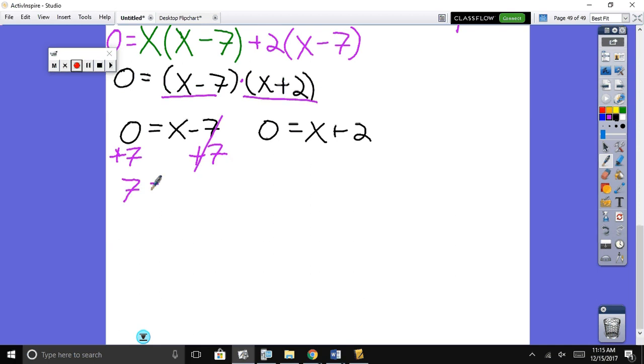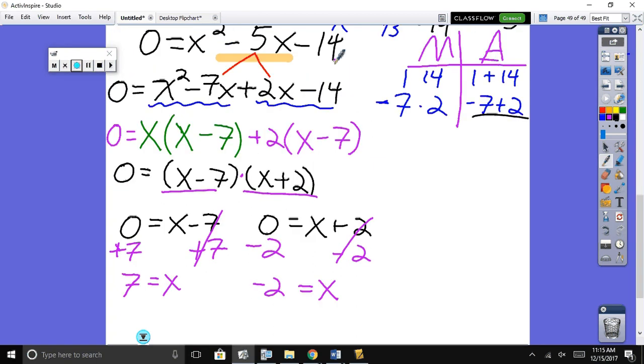So we have 7 equals x. And since this is positive 2, we're going to subtract 2 from both sides. So if you have no money and you lose $2, you are below, you are negative 2. In a similar way, if I plug this in my calculator in the original, I could check that it will come to 0. And these are also the x-intercepts of the graph.